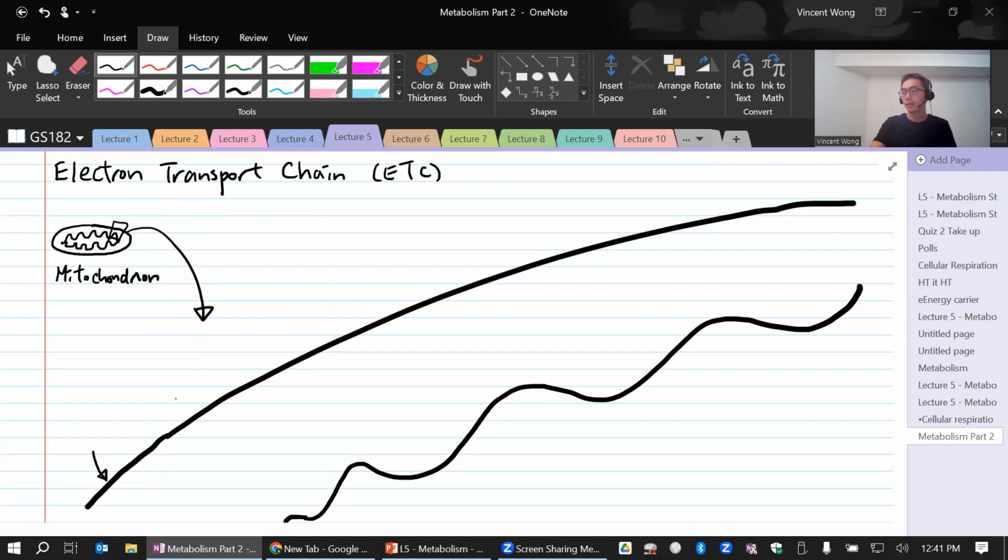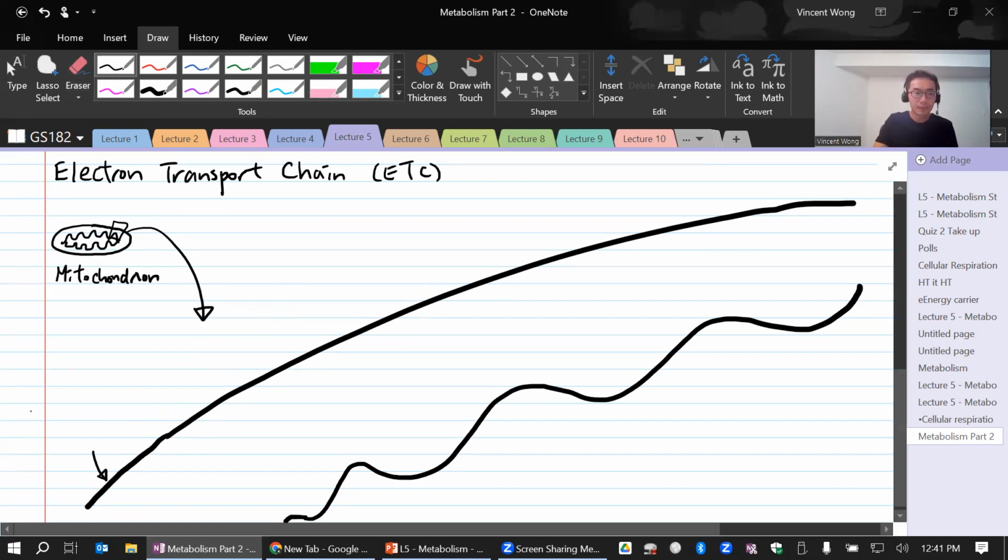No? That's okay. I'll tell you this one. This one is the outer mitochondrial membrane. Remember, the mitochondria has two membranes, right? The outer one and the inner one, right?